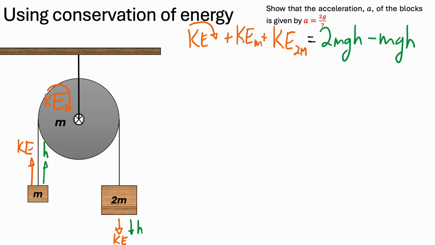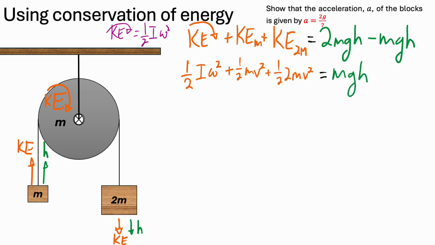That equals the angular kinetic energy plus the kinetic energy of the little mass going up and the big mass going down. We don't need to worry about vectors here. Kinetic energy is not a vector, it's a scalar. And from our formula booklet, angular kinetic energy is half moment of inertia times angular velocity squared. Substituting that into the formula gives us this.